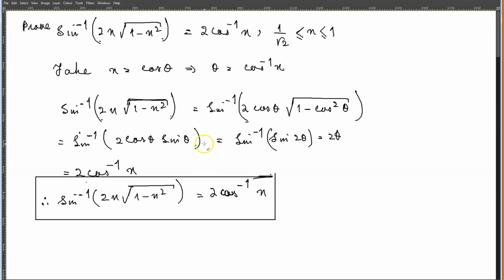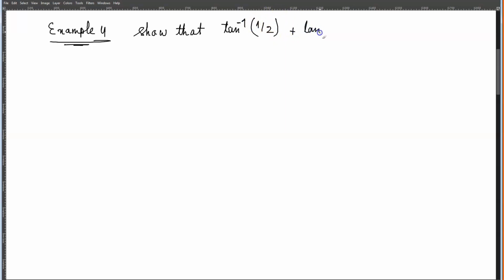Okay. This was example number 3. Now, example number 4. We want to show that tan inverse of 1 by 2 plus tan inverse of 2/11 is the same thing as tan inverse of 3/4. So tan inverse of 1 by 2 plus tan inverse of 2/11 is equal to tan inverse of 3/4.